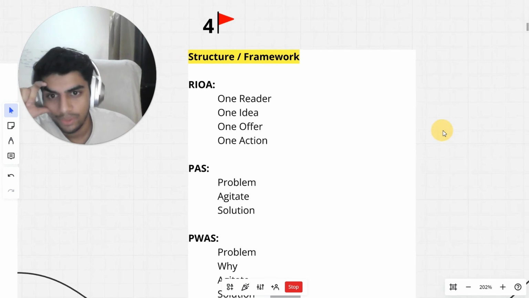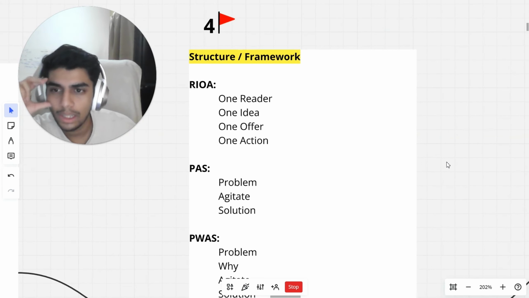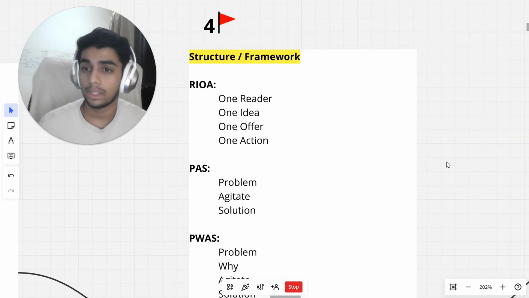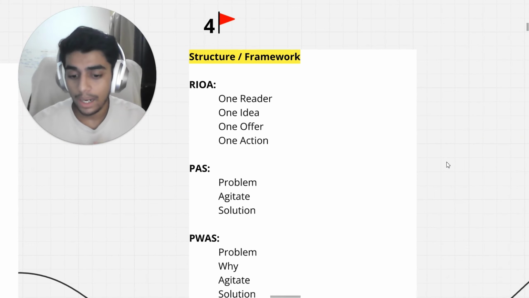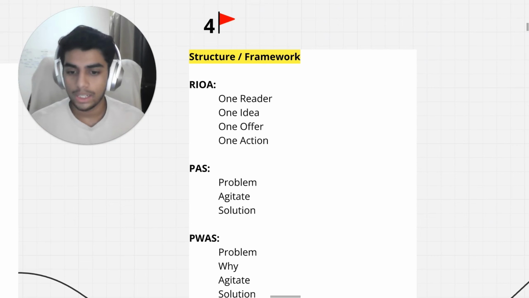Okay, so structures and framework. First of all, let me clear it out. There is no hard structure. There are no standard rules.